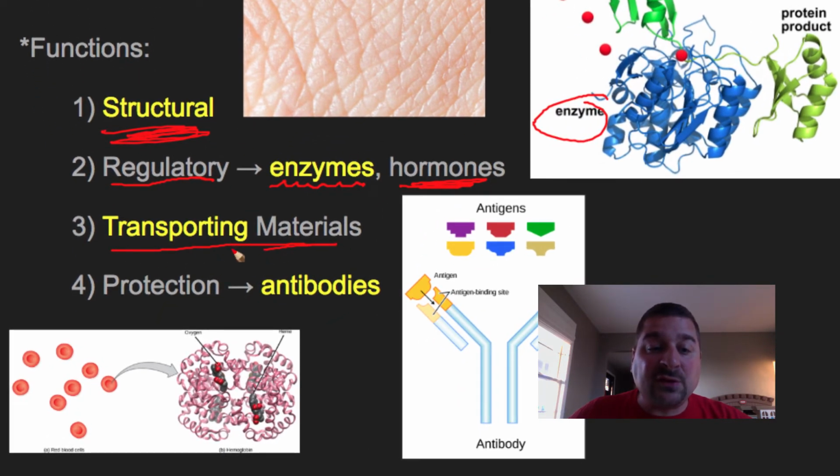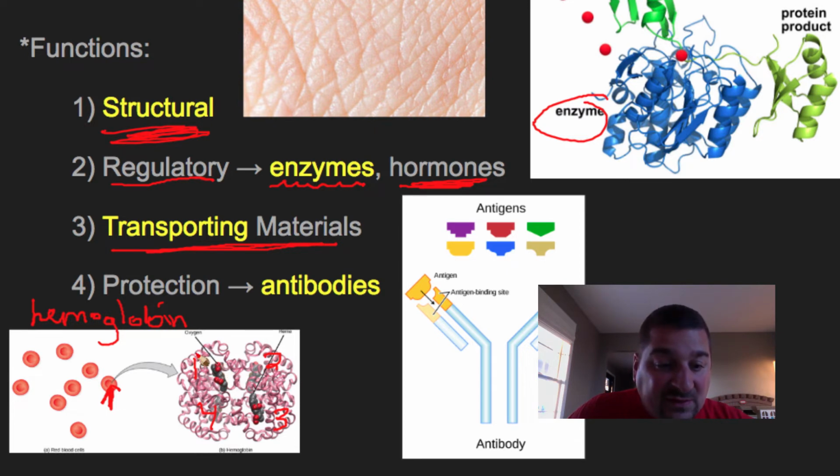Number three, they transport materials. This is a big one down here. I said we'd mention hemoglobin again. Hemoglobin is a protein found in our red blood cells. They look like little red donuts almost. And there are four polypeptides, 1, 2, 3, 4, with little heme or iron groups. Those iron groups help carry oxygen. It's kind of small to see. They carry O2, an oxygen molecule.